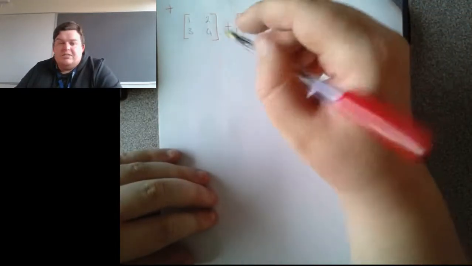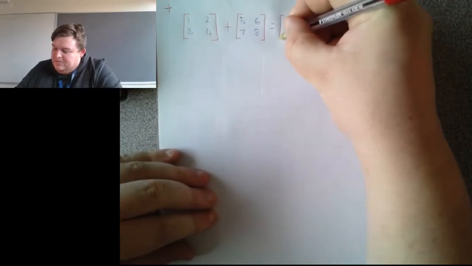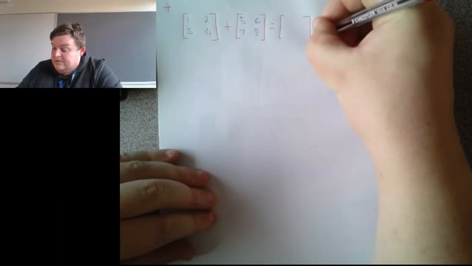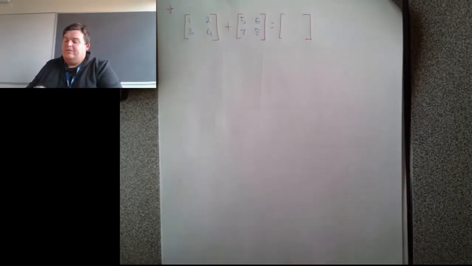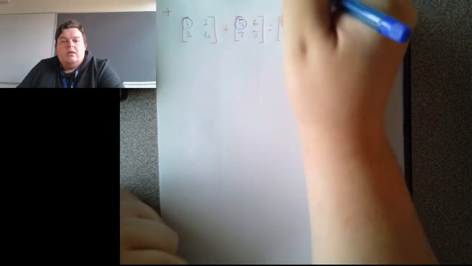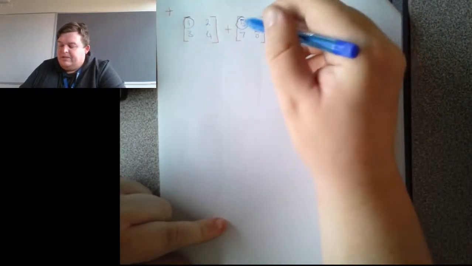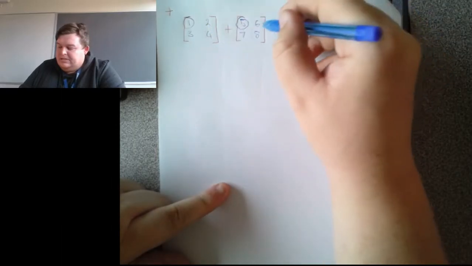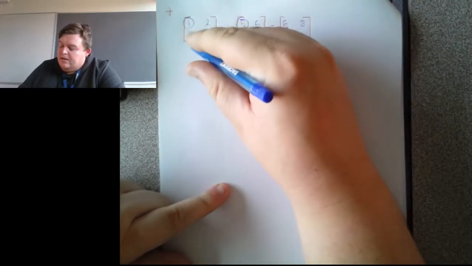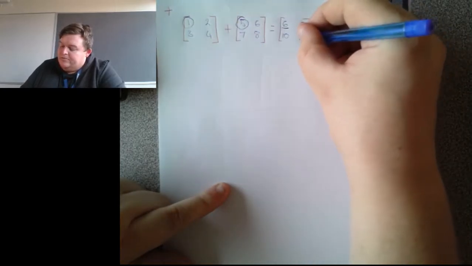As most of you can guess, if this is a 2 by 2 matrix and this is a 2 by 2 matrix, my answer is going to be a 2 by 2 matrix. And then for each element, all I'm going to do is add the two corresponding elements together. So the top left one is my top left number plus my top left number, which gives me 6. Then this one plus this one gives me 8. 3 plus 7 gives me 10. And 4 plus 8 gives me 12.